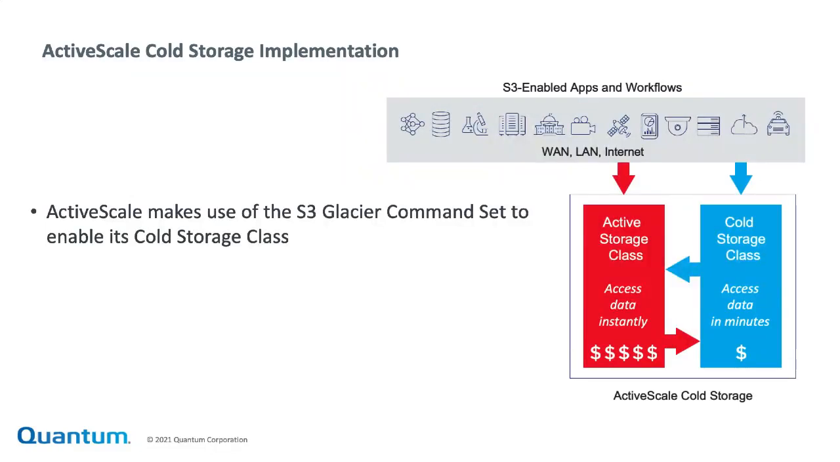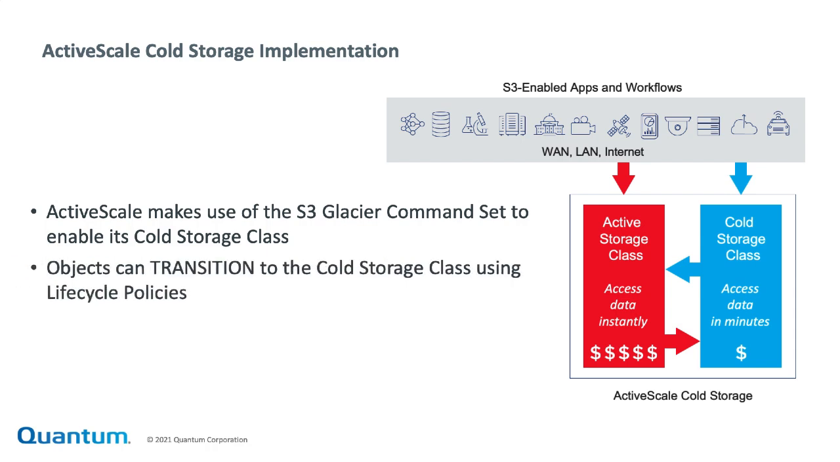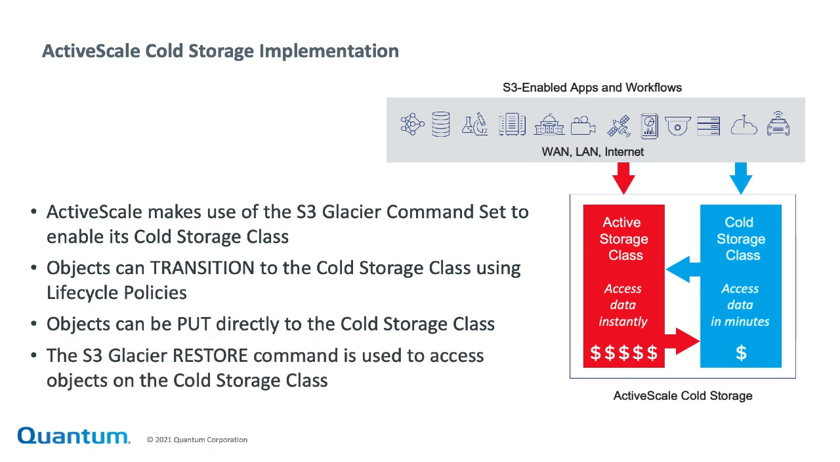Well, ActiveScale now supports the S3 Glacier command set. This enables applications that support Glacier to take advantage of ActiveScale's cold storage class. And the S3 protocol defines how objects get written to ActiveScale's cold storage and how they are accessed. An object can be automatically transitioned to cold storage based on lifecycle policies. Objects can be put directly to cold storage, and to access an object that resides on cold storage, the S3 Glacier command restore is used. Now let's walk through how this works.